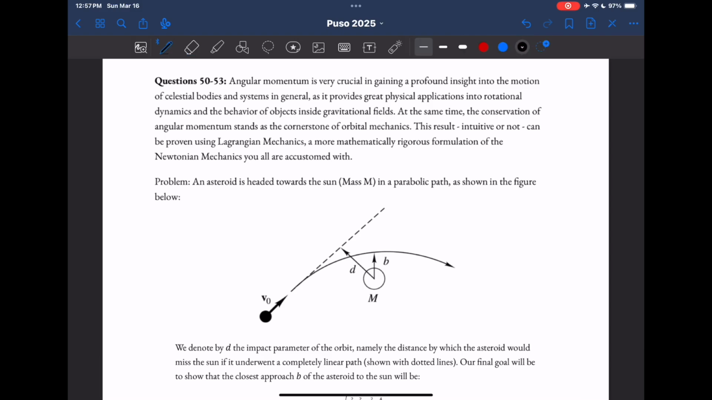Hey all, welcome back. Today we're going to be doing some angular momentum free response questions from the 2025 Princeton University Science Olympiad Astronomy exam. This question is about angular momentum, which is really important in celestial mechanics.